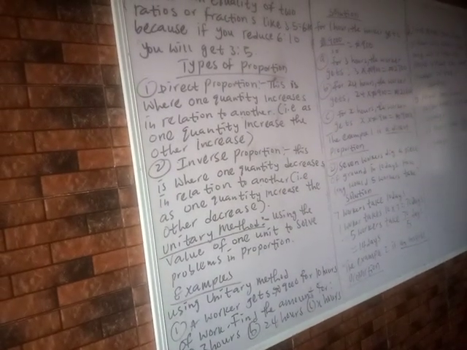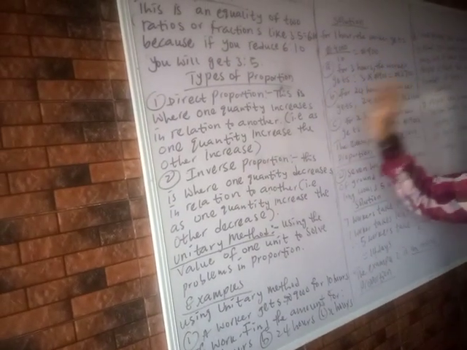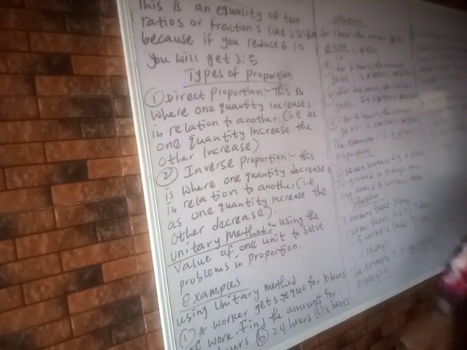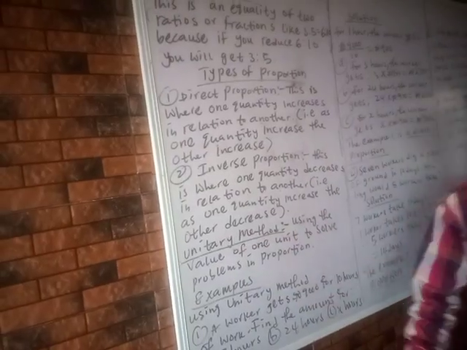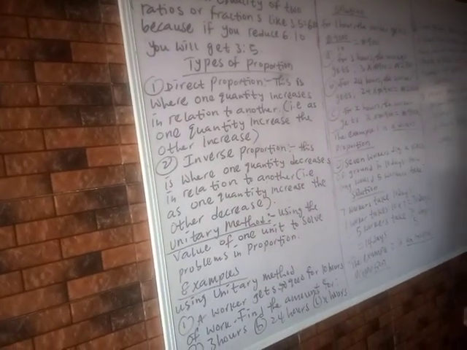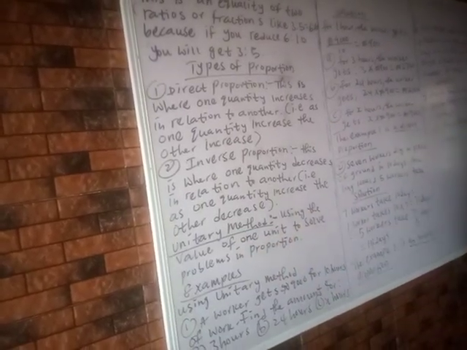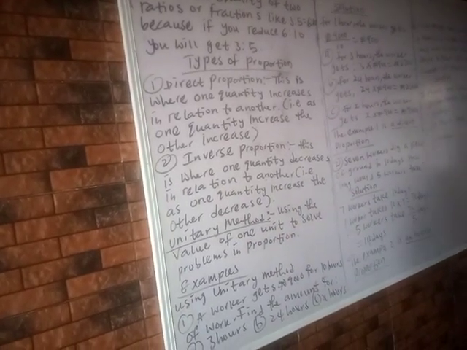Now, we have a method that is very easy for us to use in tackling problems relating to proportion, and that is the unitary method. What is the unitary method? The unitary method is using the value of one unit to solve problems in proportion.